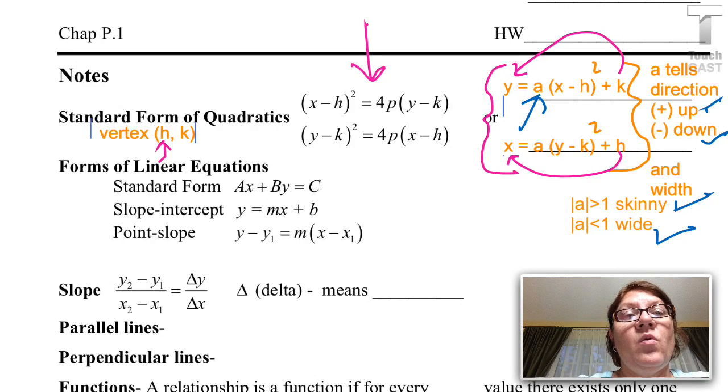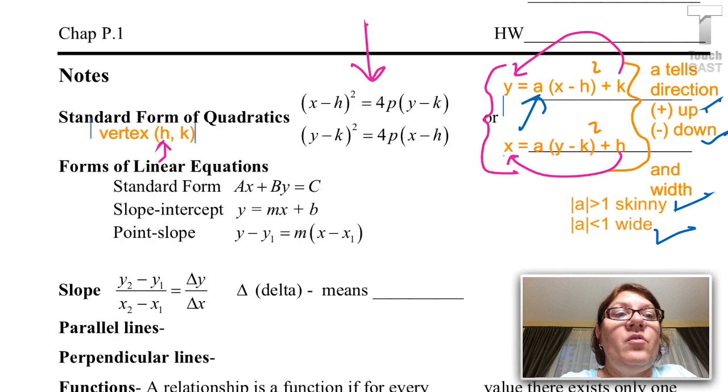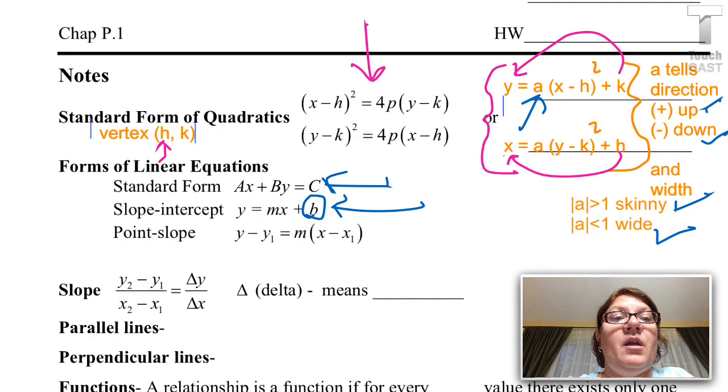You have 3 forms for equations of lines. Standard form, useful when we were solving equations and wanted to use elimination method. Slope-intercept, very useful for graphing, because I can graph real quick by inspection using, of course, the y-intercept, and then m being the slope. But the one that's actually the most useful when writing equations is point-slope form.